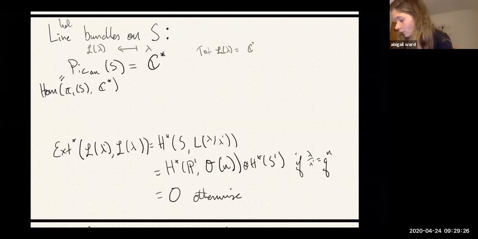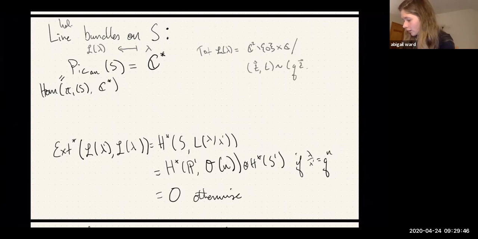C squared minus 0, and now I have a C tacked on, and now we're going to quotient by, using vector notation for my things in C squared minus 0, so (z, t) gets identified with (qz, lambda t).